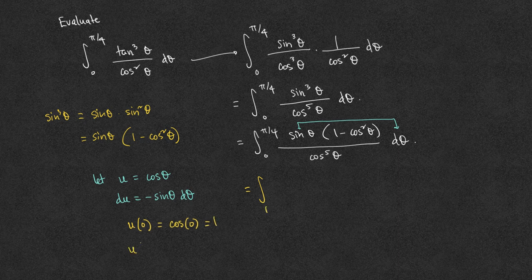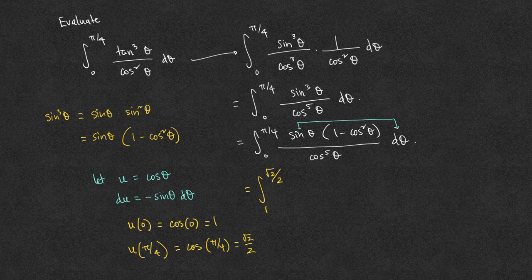For the upper limit of integration, when theta equals pi over 4, u of pi over 4 is now cosine of pi over 4, but cosine of pi over 4 is root 2 over 2. We do this because we don't want to obtain the antiderivative and rewrite it in terms of theta again. We simply evaluate the definite integral directly.